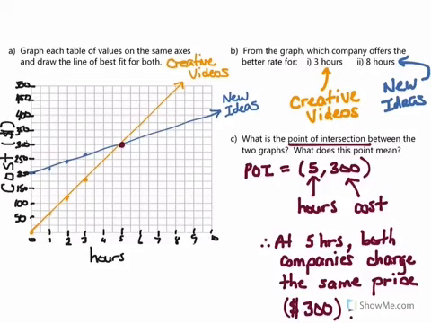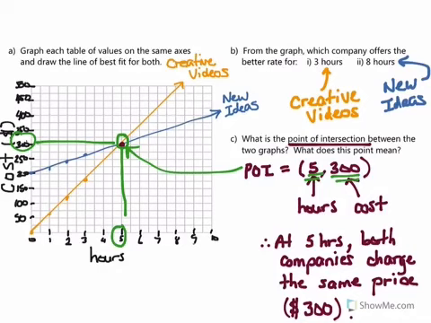The point of intersection. So the point of intersection is, where does the blue and orange line actually cross each other? Where do they intersect? Which means cross, and that's right here. Okay, so that's the point of intersection right there, and that's at 5 hours and $300. Okay, so I wrote that right here, 5 first and then the 300.